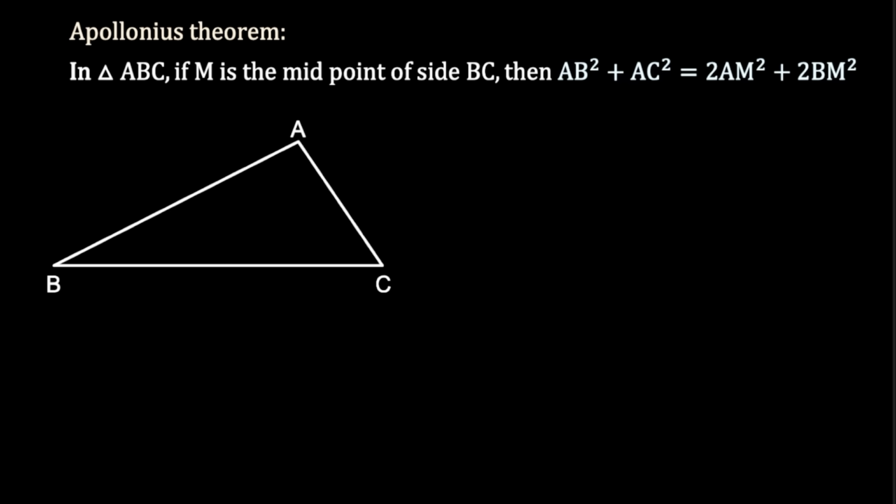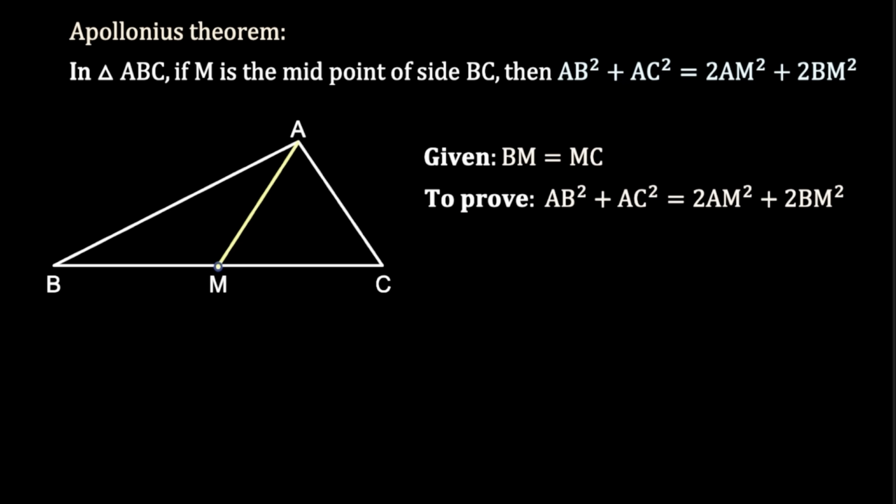Now look carefully. In this triangle ABC, point M is the midpoint. So it divides BC into two equal parts. That means BM is equal to MC. It's given to us. Now join A to M. We get AM, that's the median of the triangle. Our goal is to prove this equation. Okay, this is called Apollonius Theorem.